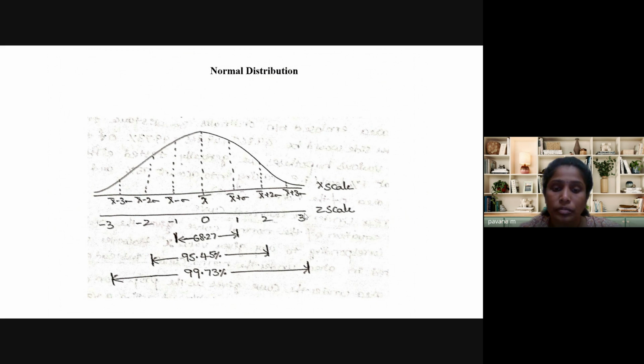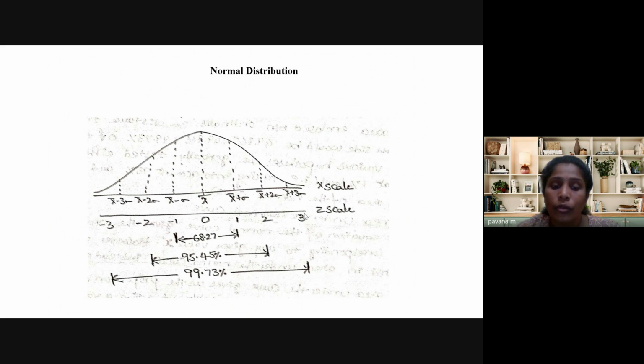From the right side you will get the positive values, x bar plus sigma. Sigma means standard deviation. From the right side you will get the positive results, and for the left side you will get the negative results, that means x bar minus sigma, x bar minus 2 sigma. Left side negative values, right side positive values, and the center average is always 0. So these are the properties of normal distribution.